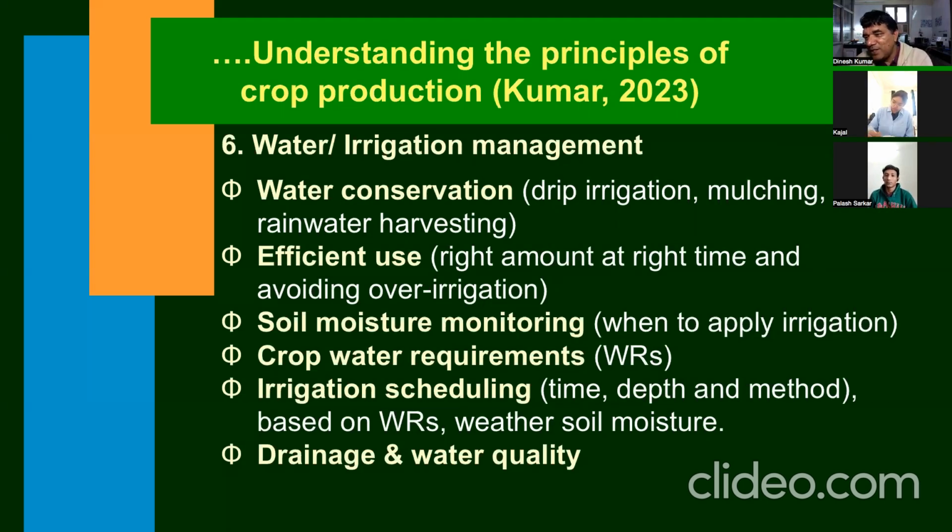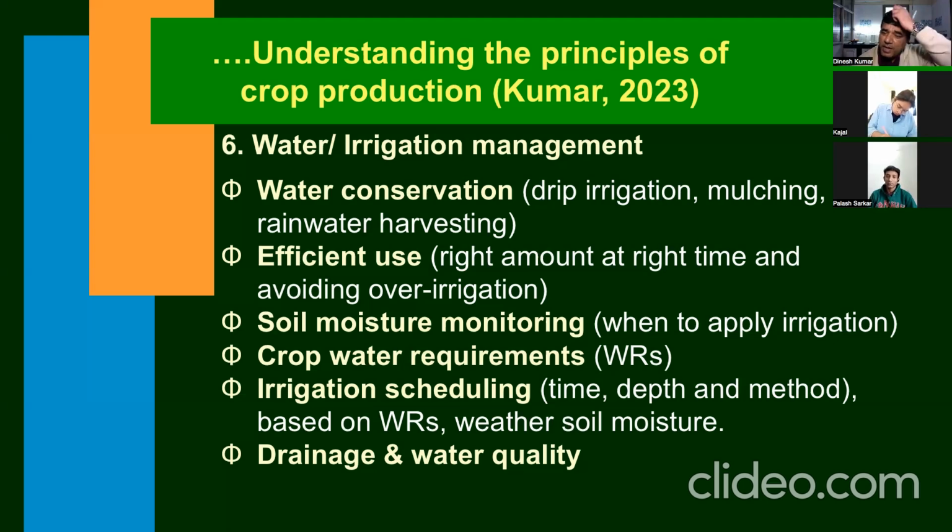Through drip irrigation, we can achieve water conservation, meaning less water use, through mulching, through rainwater harvesting. Then we can make efficient use of the water. Certain principles are there for making efficient use of water, like the right amount at the right time and avoiding over irrigation. The right amount can be decided by several approaches, and the right time, you will be taught in that course.